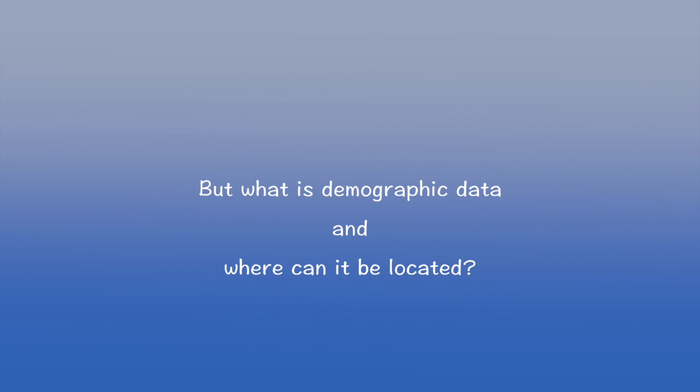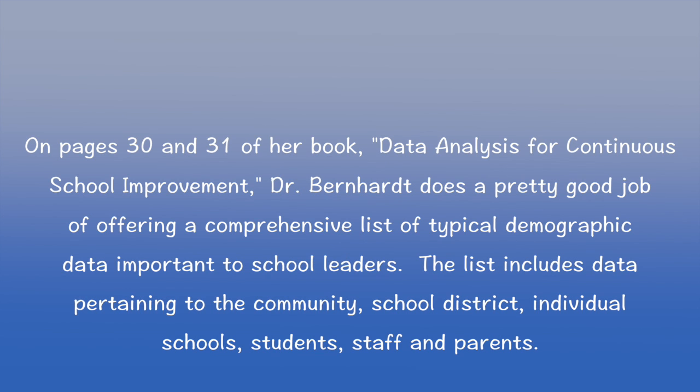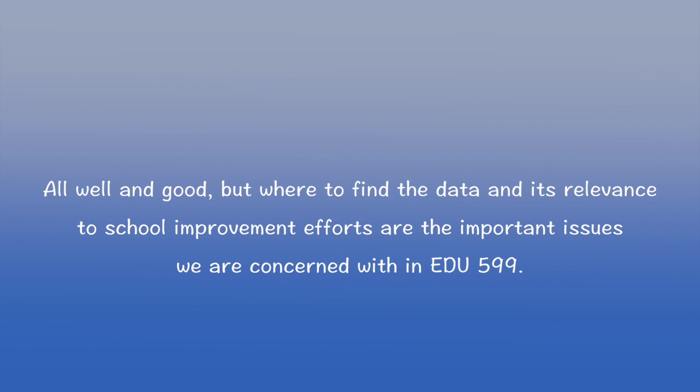But what is demographic data and where can it be located? On pages 30 and 31 of her book, Data Analysis for Continuous School Improvement, Dr. Bernhardt does a pretty good job of offering a comprehensive list of typical demographic data important to school leaders. The list includes data pertaining to the community, school district, individual schools, students, staff and parents. All well and good, but where to find the data and its relevance to school improvement efforts are the important issues we are concerned with in EDU 599.